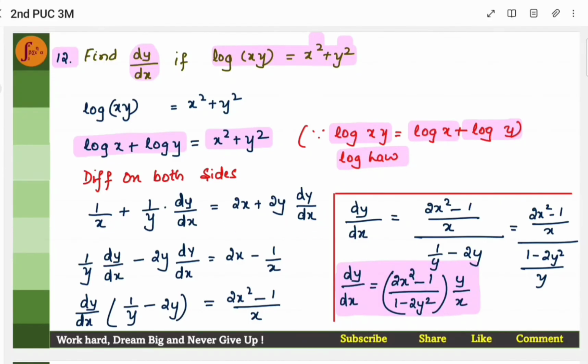Now I'll differentiate on both sides. So get all the dy by dx terms on one side and the x terms on the other side, and then you will find dy by dx.